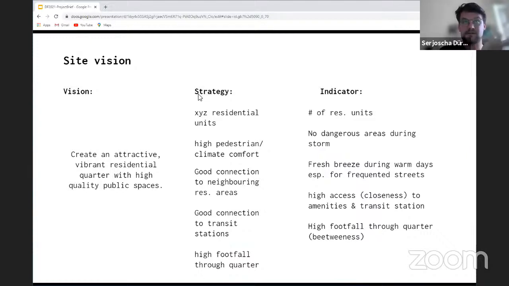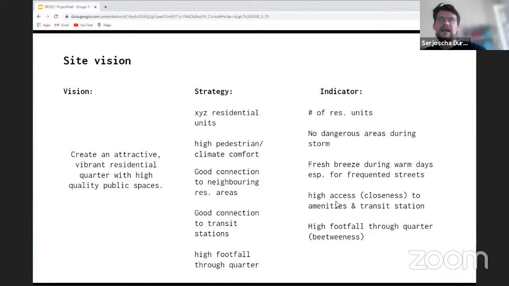Now, those are actionable strategies, but not yet that measurable, at least some of them. So for indicators, we have residential units, simply the number of residential units. For high pedestrian comfort, we can say no dangerous areas during storm days. This takes into account the wind rose. And we could say we want fresh breezes during warm days, especially for frequented streets. So instead of minimizing strong winds or wind at all, we actually want to maximize it. We want to block the wind coming from the north, but open up to the south to have low wind speed air coming in and give some breeze there.